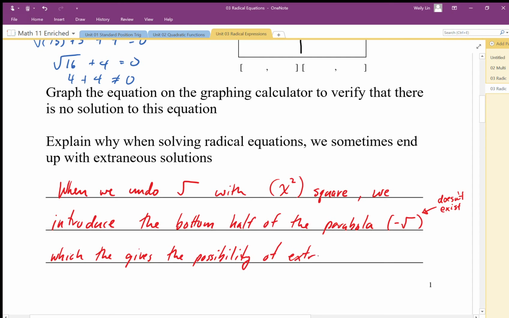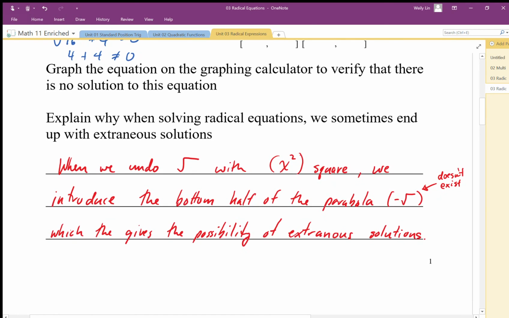This means that it doesn't always give us an extraneous solution, but it introduces the possibility of extraneous solutions. So that's why we have to check. We have to check for extraneous solutions whenever we solve square root equations algebraically.